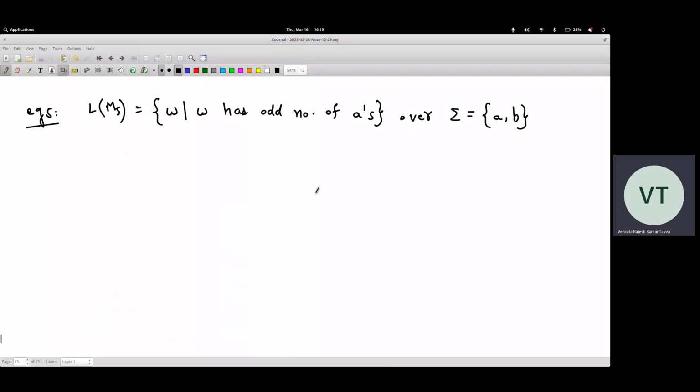If you try to count, you need to build infinite machines, like a machine which recognizes strings with 1 A, a machine which recognizes strings with 3 A's, a machine which recognizes strings with 5 A's. Don't do that. You will never reach anywhere with that. Don't try to find the exact number.